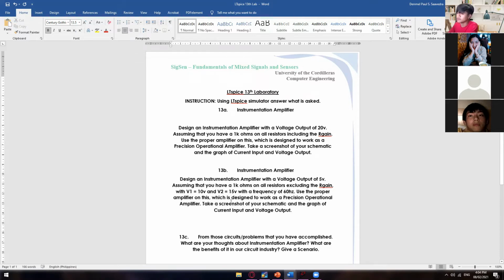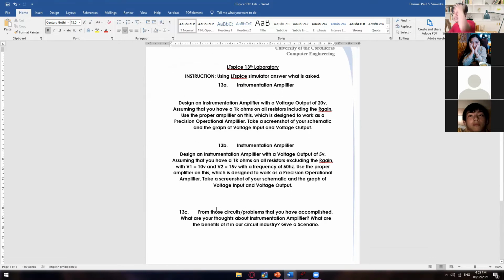As usual, you're going to take a screenshot of your schematic and then the graph of the voltage input and the voltage output. And then the last one is like a reflection or conclusion. From those circuits or problems that you have accomplished, what are your thoughts about the instrumentation amplifier? And what are the benefits of it in our circuit industry? So give a scenario on where we use such a circuit.